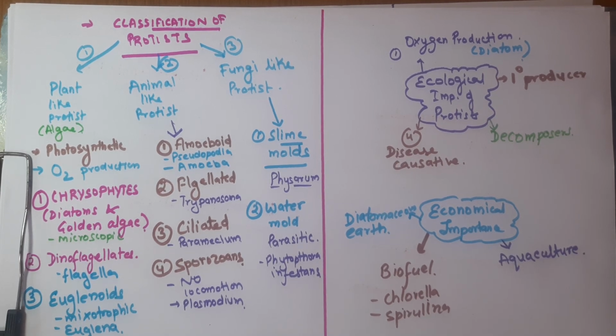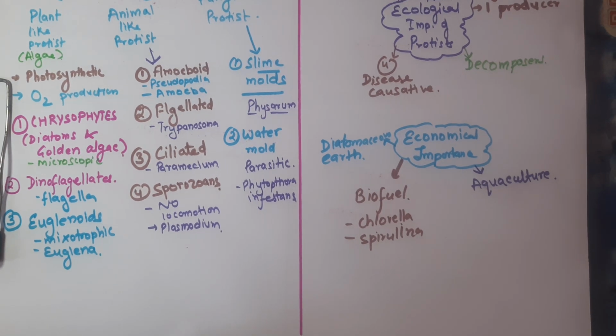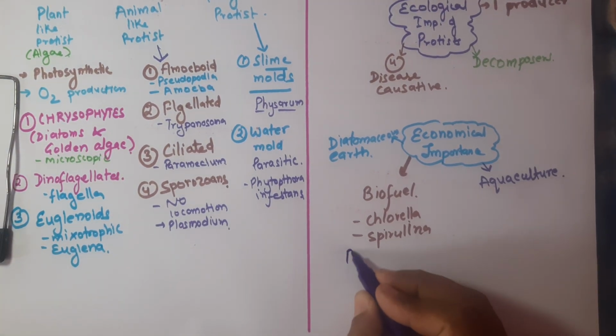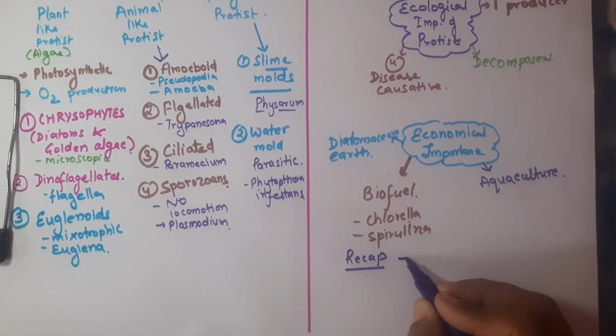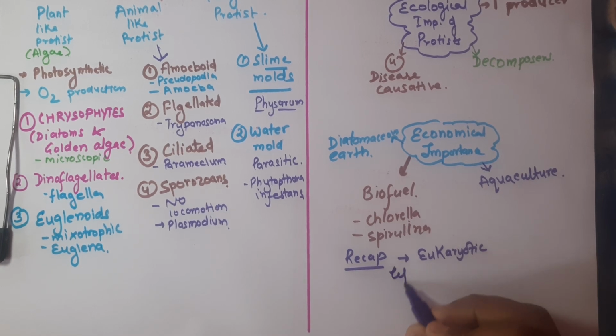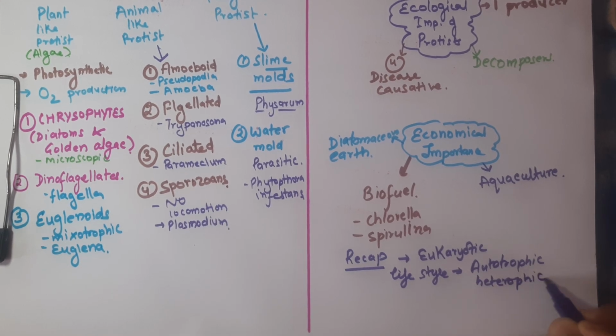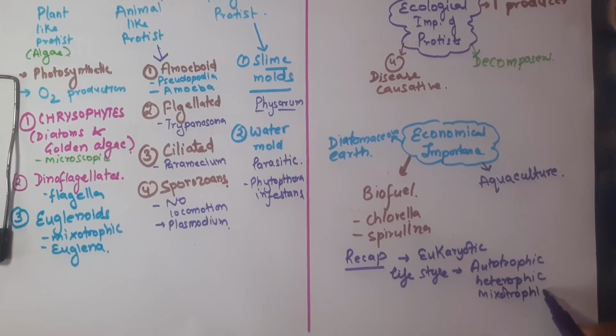So this is all for this lecture, but before closing the video, I will just give you a quick recap of what we learned today. We learned that protists are eukaryotic if we talk about cell type. If we talk about lifestyle, they can be autotrophic, preparing their own food, or heterotrophic, taking food from outside. They can be saprophytic or parasitic, and they can also be mixotrophic, where some protists switch their mode of nutrition depending upon the availability of light.